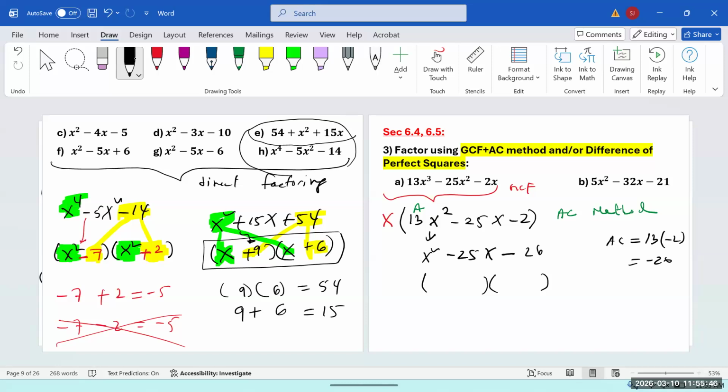How are you going to split your x squared? X and X. And how about the numbers? Two numbers multiply to negative 26, but when we add, it's negative 25. 26 and 1. Now 26 has to have what sign? Negative. So negative 26 plus 1 is going to give you negative 25, or minus 1 is going to give you negative 25? Plus.